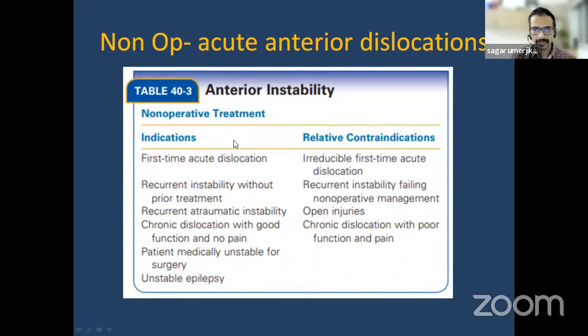So the non-operative management in acute anterior dislocations, it's most commonly done in first time acute dislocation. That's what we see in our emergency wards. Then there is a recurrent instability without prior treatment, recurrent traumatic instability, then chronic dislocation with good function and no pain. Then a patient medically unstable and unstable epilepsy. So these last conditions are wherein we operate, the results are relatively poor. So they are basically skillfully neglected.